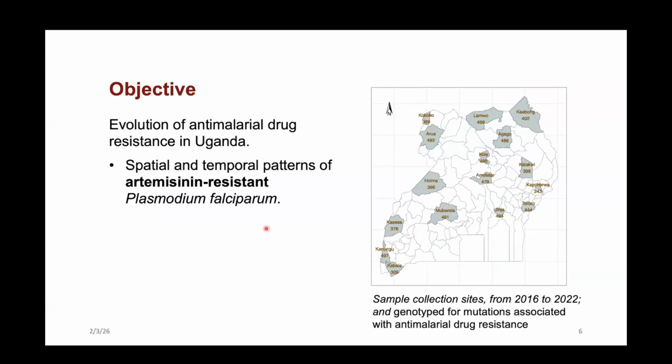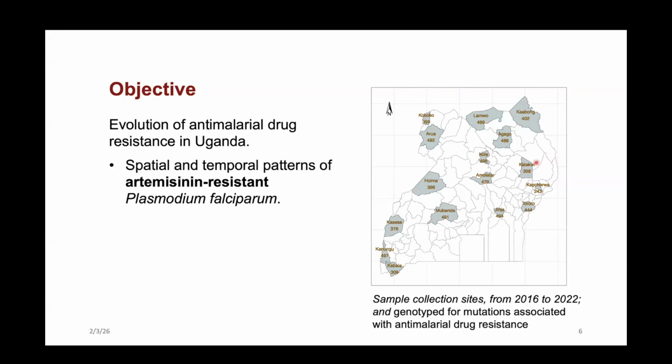So, as you may remember in the title, I said we'll be looking at evolution of antimalarial drug resistance in Uganda, and particularly we'll be focusing on spatial and temporal patterns of artemisinin-resistant Plasmodium falciparum. And just to give you a context, this will focus on the surveillance that we have been doing in Uganda over a period of time from 2016 at different sites located across the country.